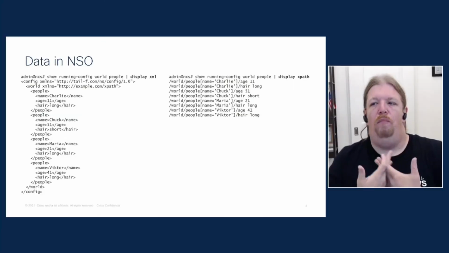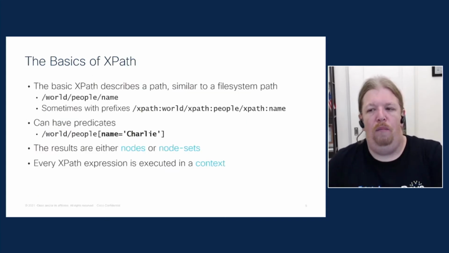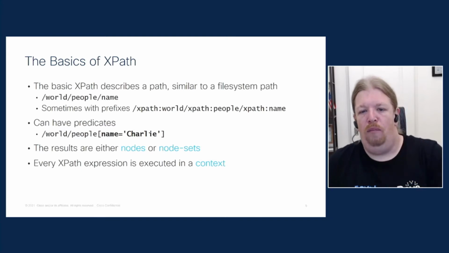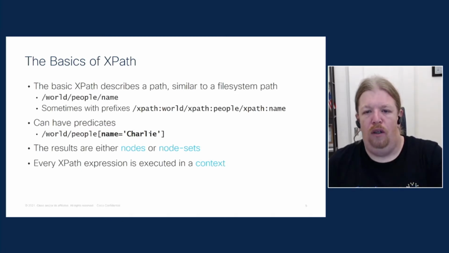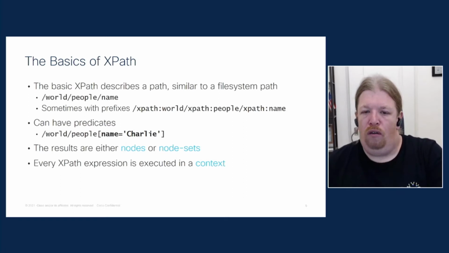So let us start out on the basics of XPath. The basic XPath describes a path similar to a file system path in Linux or macOS. So /world/people/name points to a certain point in the tree. You can sometimes see it using prefixes when it's not obvious which path to use. And then you have to give an explicit prefix. You can often skip these, but there are cases where we will need it.